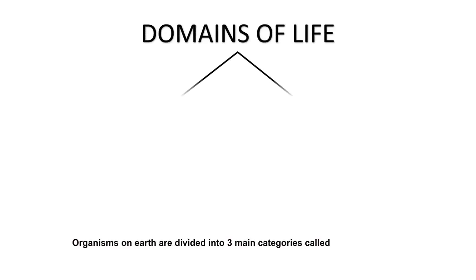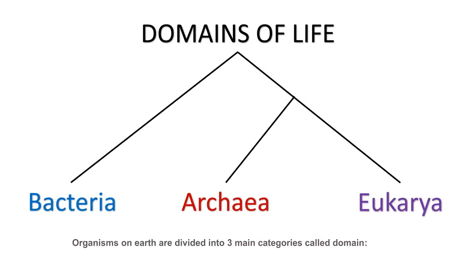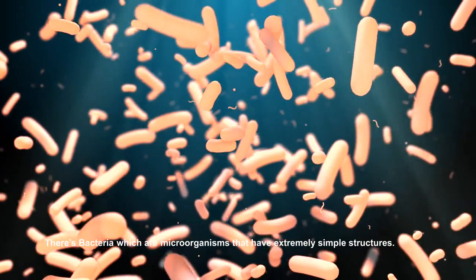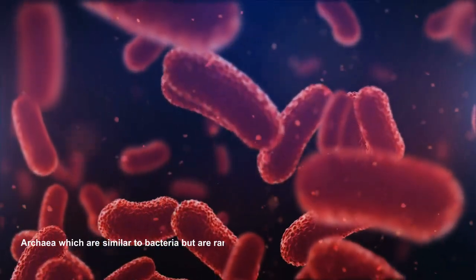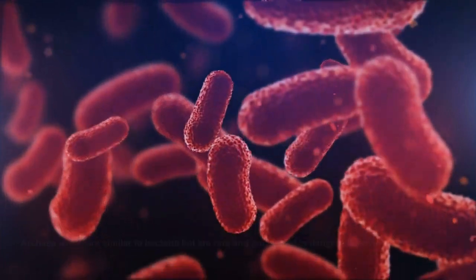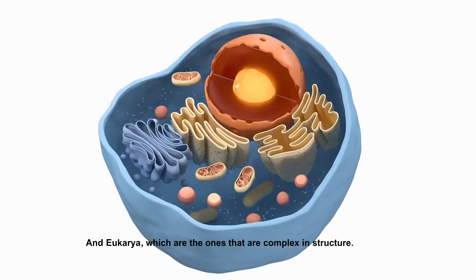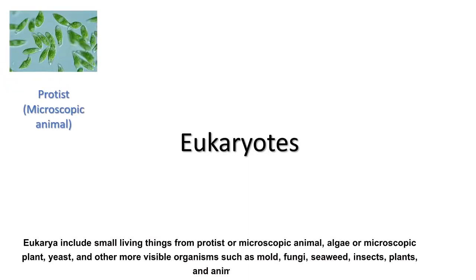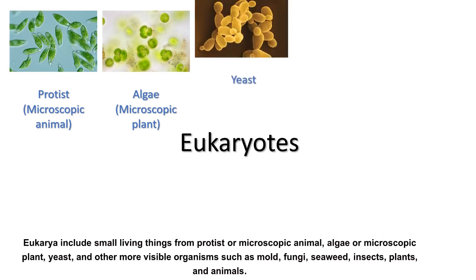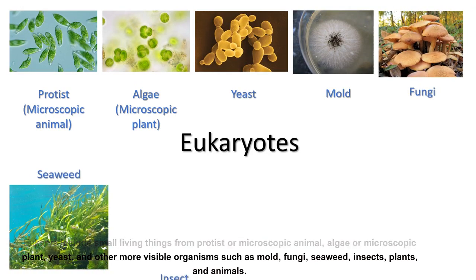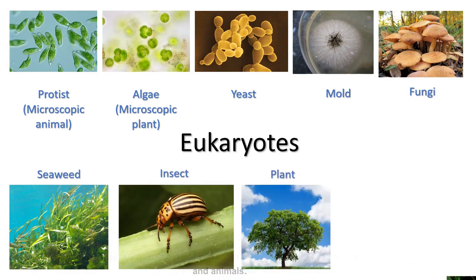Organisms on Earth are divided into three main categories called domains. There's bacteria, which are microorganisms that have extremely simple structures. Archaea, which are similar to bacteria but are rare and only found in dangerous environments. And eukarya, which are the ones that are complex in structure. Eukarya include small living things like protists or microscopic animals, algae or microscopic plants, yeast, and other more visible organisms such as mold, fungi, seaweed, insects, plants, and animals.